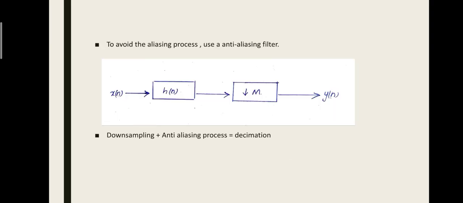And in order to avoid the aliasing process, we are using an anti-aliasing filter. And the anti-aliasing process plus downsampling is called decimation.